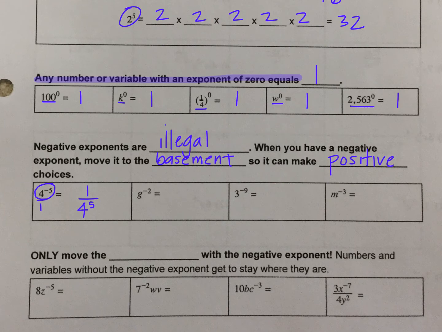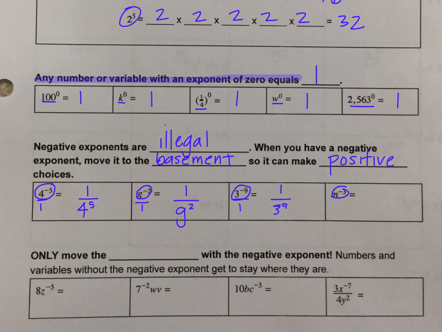It's the same thing with this g to the negative 2. It's being nasty, so we've got to send it to the basement. He goes to the bottom of the fraction. I fill it in with the top 1. 3 to the negative 9th. Well, they're being nasty, so I'm going to send them to the basement and make them positive.